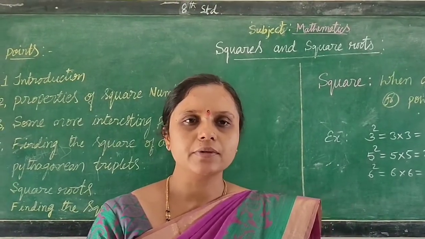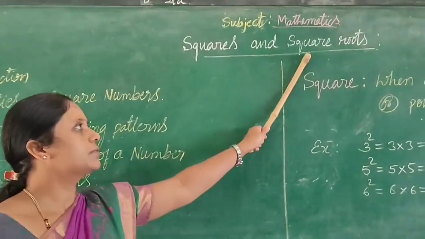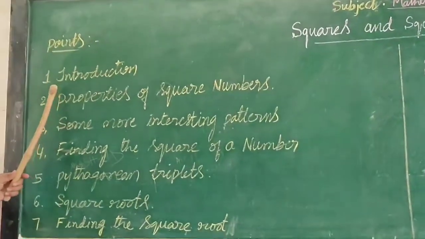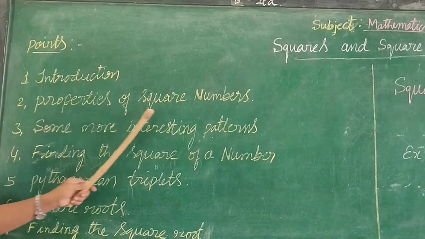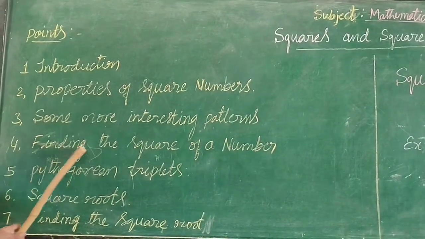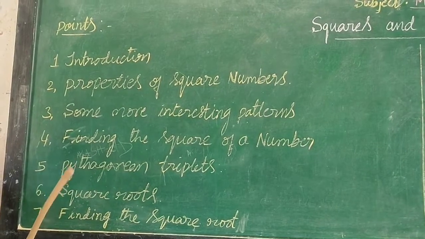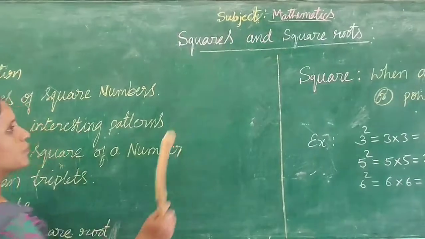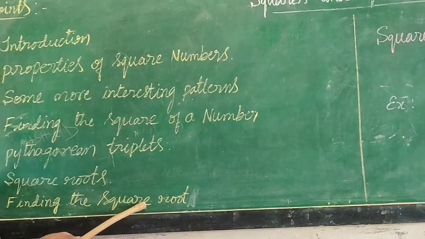Today we are going to study Mathematics, and the chapter name is Squares and Square Roots. In Squares and Square Roots we go through these points. The first one is introduction of the squares, properties of square numbers, some more interesting patterns, finding the square of a number, Pythagorean triplet, and the second part of this chapter is very important, that is square roots, and then finding the square root by different methods.